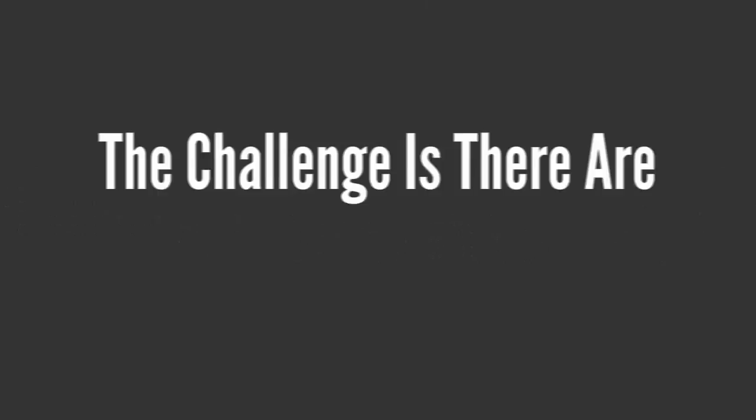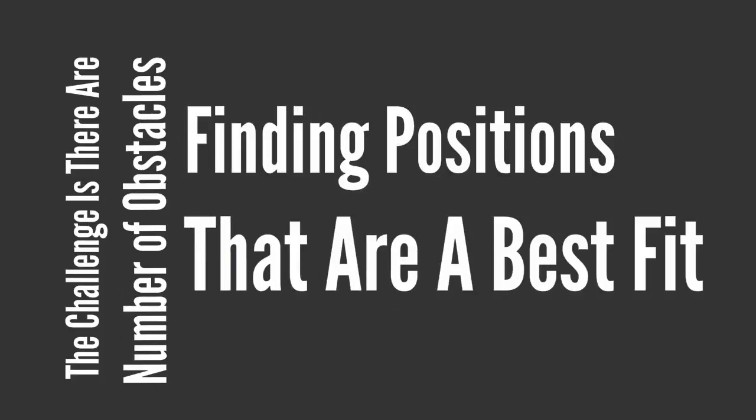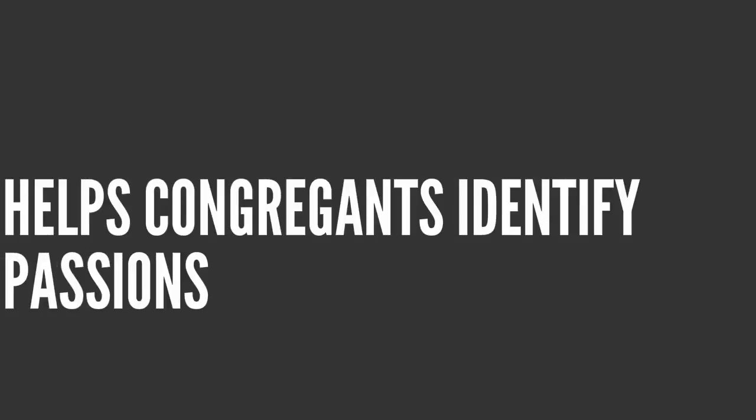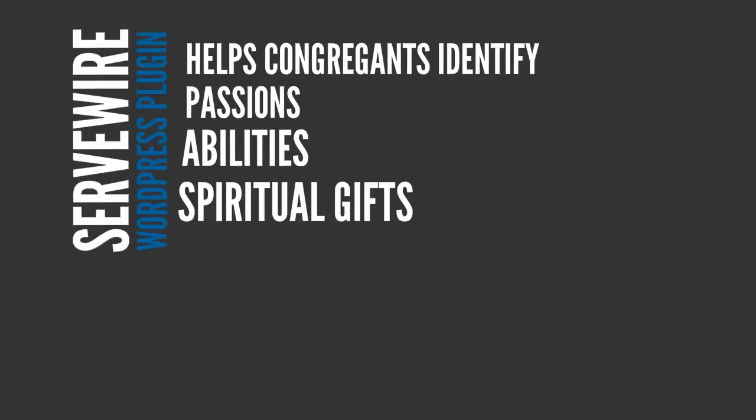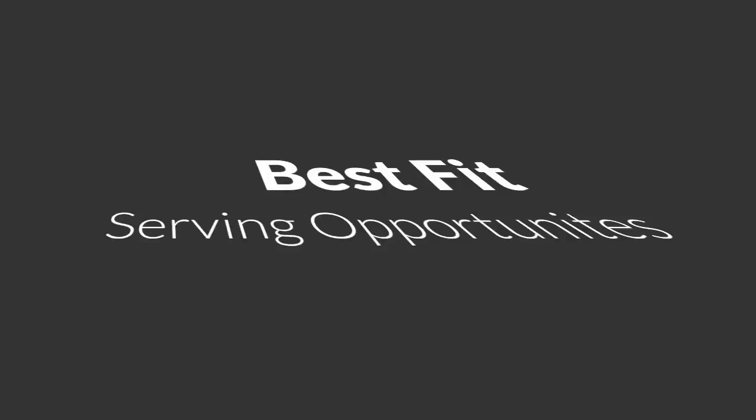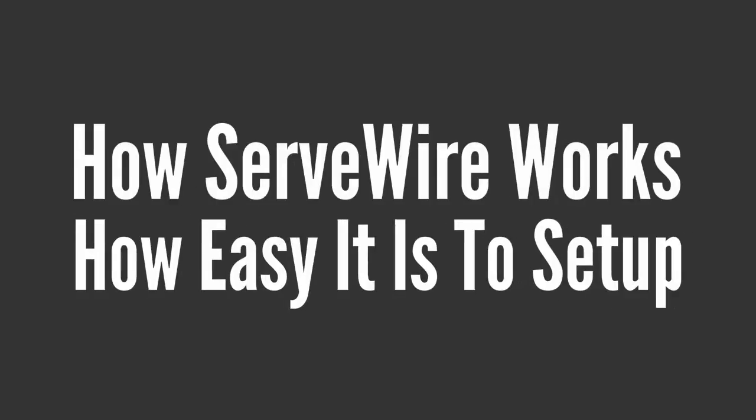The challenge is, however, that there are a number of obstacles for congregants to find the positions that are best fit for them. ServeWire is a WordPress plugin that creates a front-end questionnaire and walks your congregants through the process of identifying their abilities, their passions, and their spiritual gifts, while simultaneously updating their profile in the process. And then it directly brings them to the best fit serving opportunities for them. Now let me show you exactly how ServeWire works and how easy it is to set up.